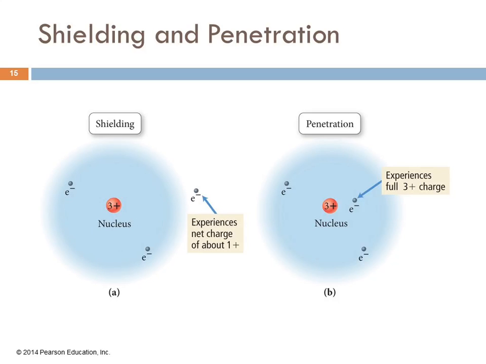Another way to think about it, which works a lot better for me, is to think about them kind of canceling out. So here we've got a +3 charge and there's a -1, and there's a -1, and those balance out 2 of the plus charges here. And so this experiences about a +1 charge. So the attraction of this electron out here to the nucleus is less than if it were in closer. And that's the shielding. These electrons that are closer shield this electron from the nucleus.